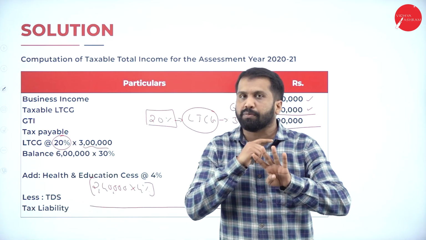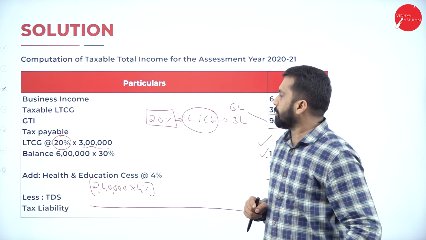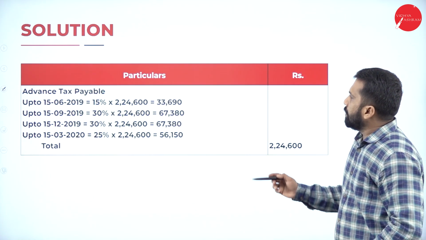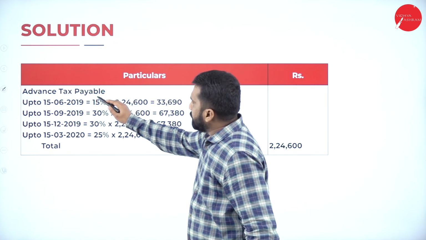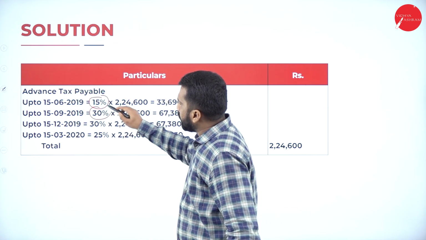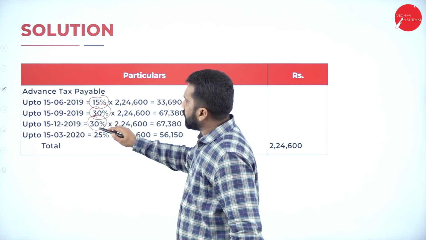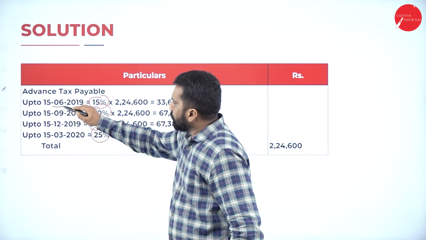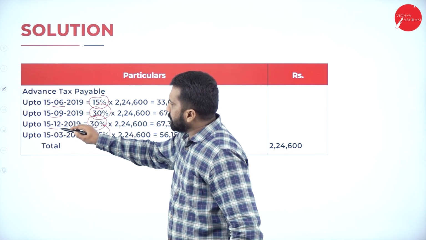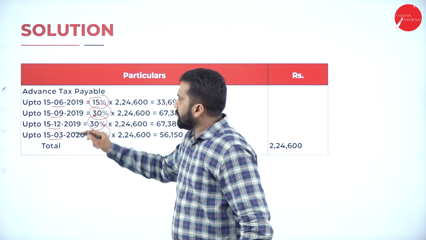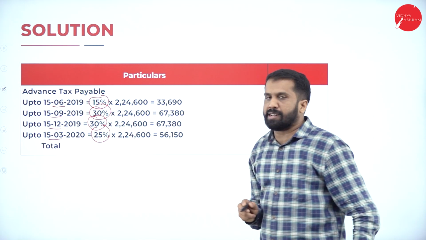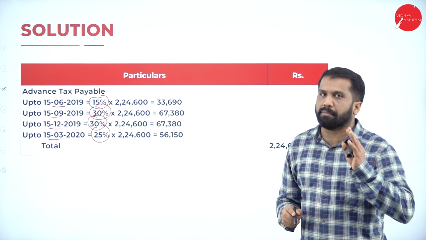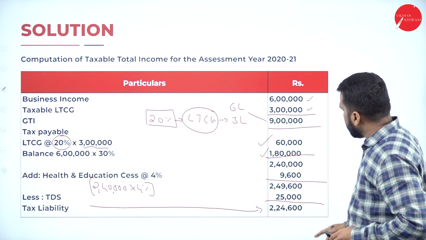What are the percentages for advance tax? I'll show you that. See. First one is 15%, second one 30%, third one 30%, fourth one 25%. What are the dates? 15th June, 15th September, 15th December, 15th March. These are the dates, and these are the percentages you're supposed to remember. Now, what is your taxable value?